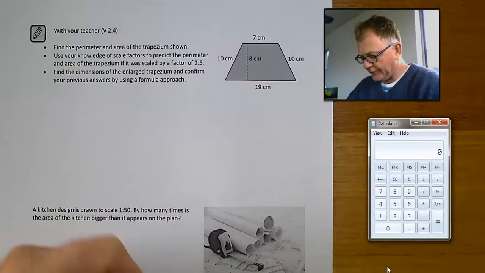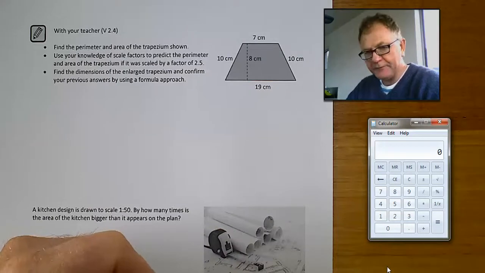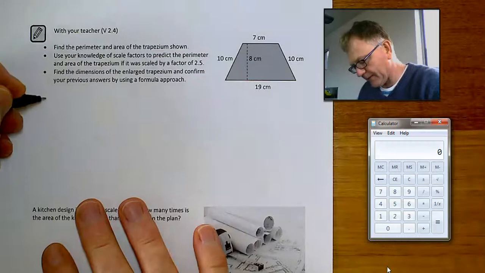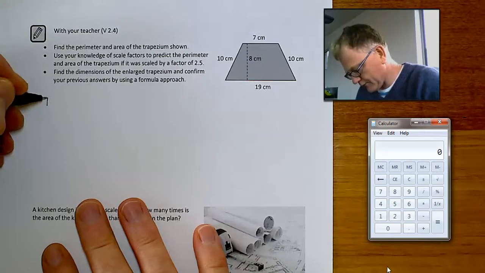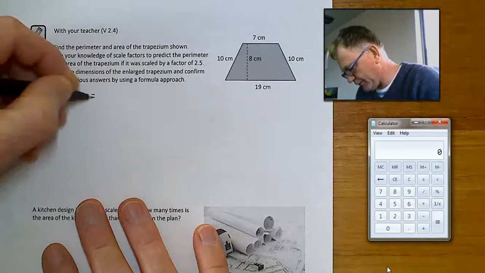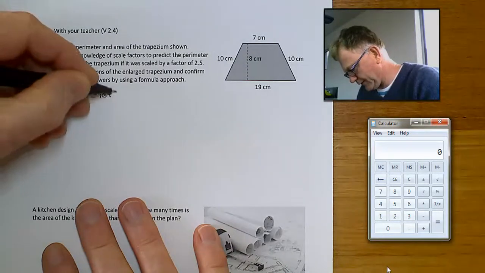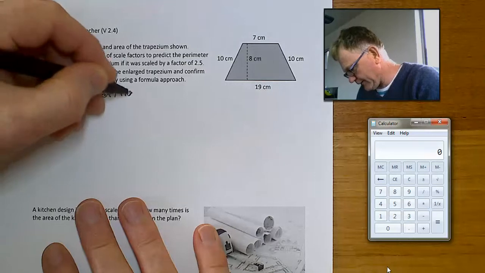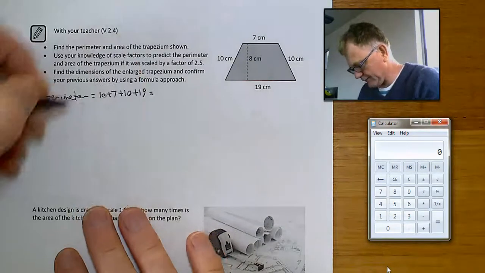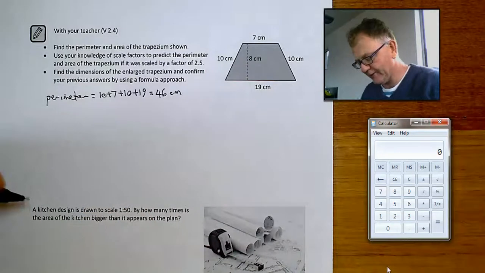This question asks us to consider the perimeter and area of the trapezium when it's enlarged. First of all, we have to find the perimeter and area just as it is. The perimeter, of course, we find by just adding together the lengths of all the sides, so 10 plus 7 plus 10 plus 19, and that works out to be 46 centimetres, all added together.